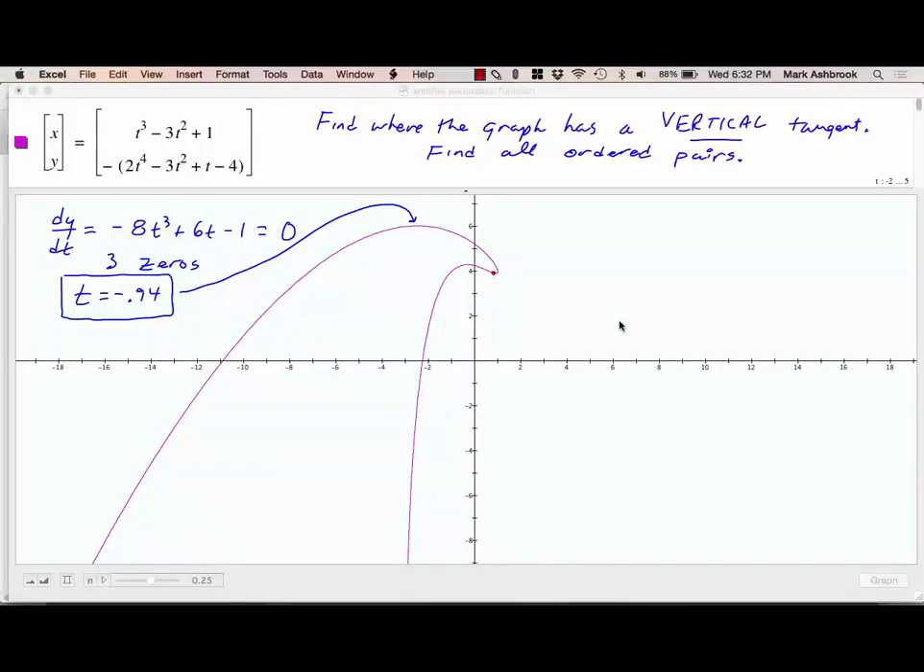Premise here, to get a vertical tangent, what did you do? For a change in t, we want no change in x. That's what a vertical tangent means. For a change in t, no change in x. So that means dx/dt is 0.